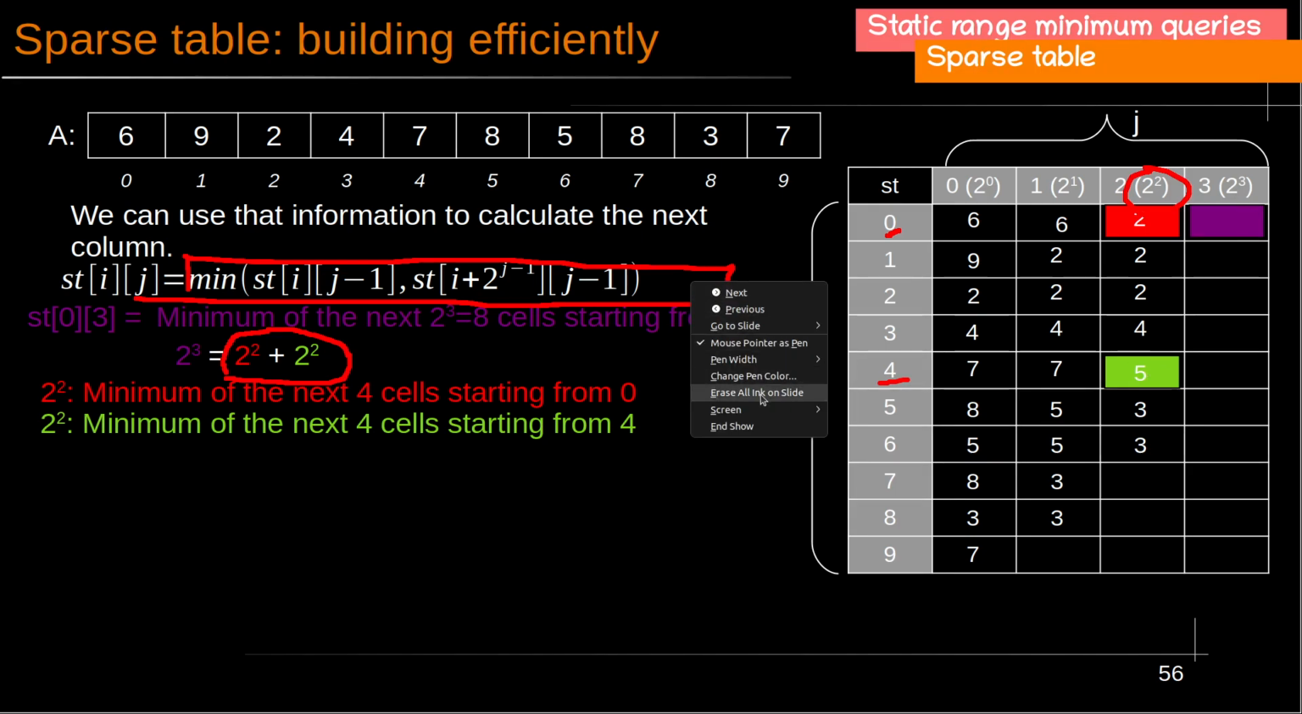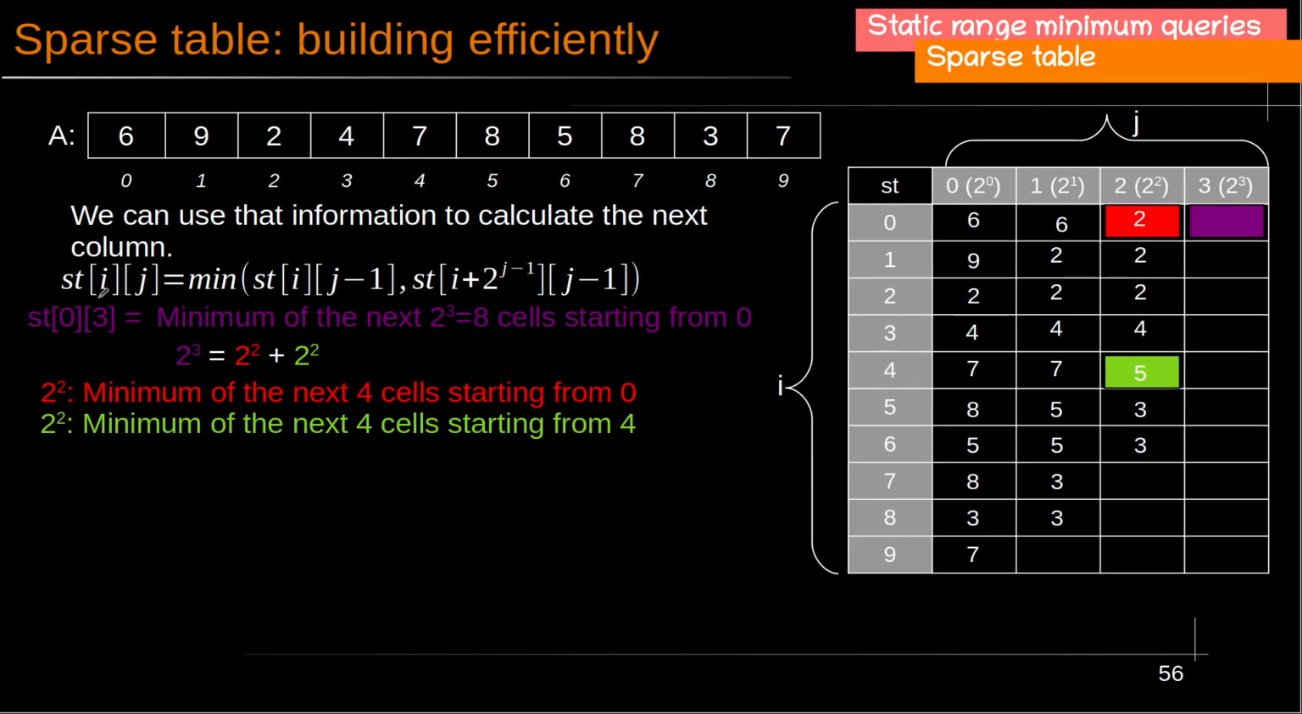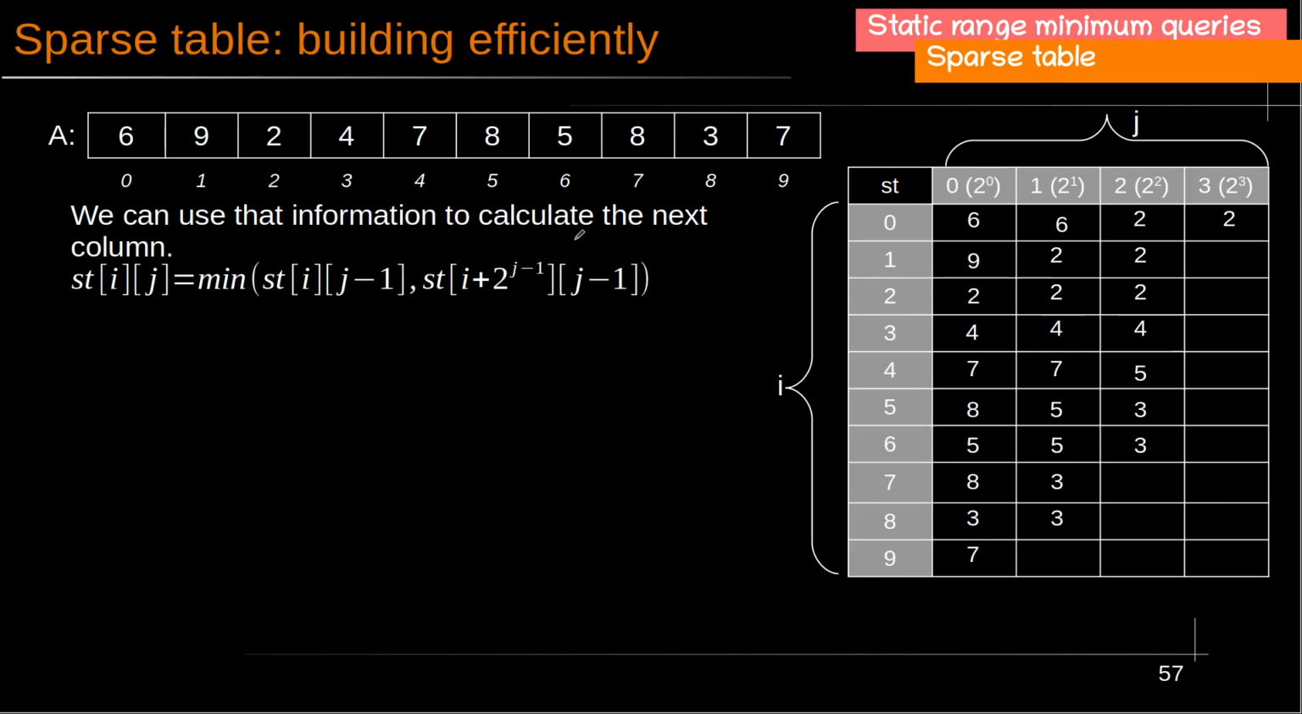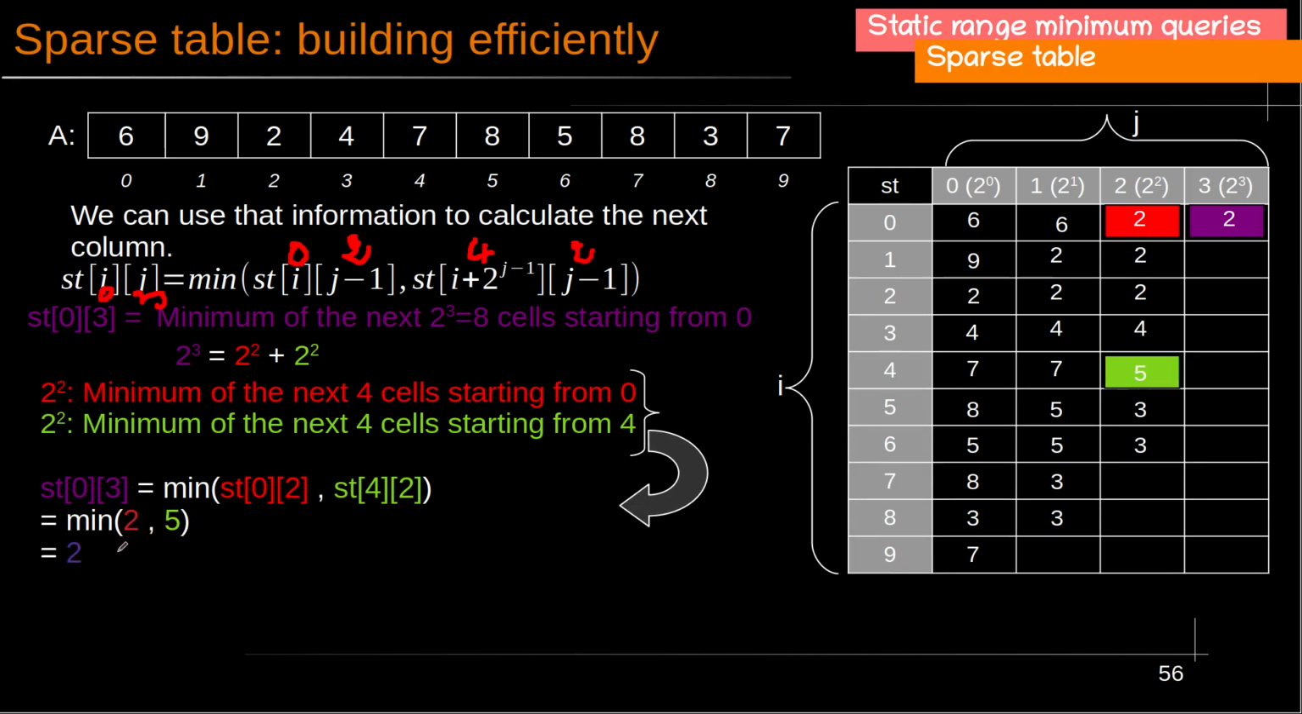Let's try using this formula. ST03 is equal to the minimum of ST02 and ST of 0 plus 2 power 2, which is 4, so ST42. Okay, this is the same result as you see. So ST03 is the minimum between ST02 and ST42, which is the minimum between 2 and 5, which is 2.